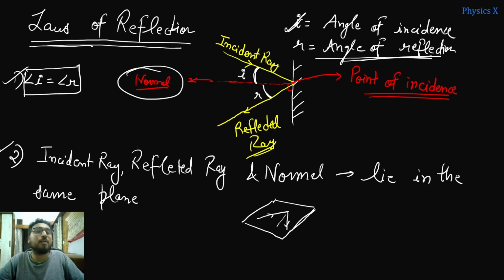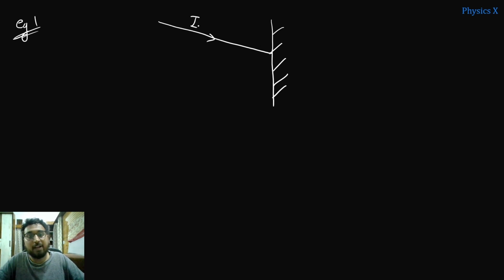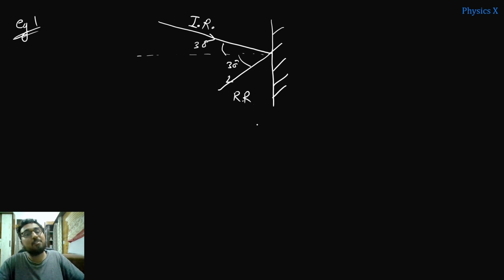These are the general laws we need to keep in mind while drawing the reflected ray. We can take an example to understand this concept. Suppose this is a reflecting surface, a plane mirror, and an incident ray is made here. I will write incident ray with the abbreviation IR. This is your incident ray and this is your normal. That is the significance. Suppose this is making 30 degrees, so this will also be 30 degrees. This is your reflected ray. This is the concept.